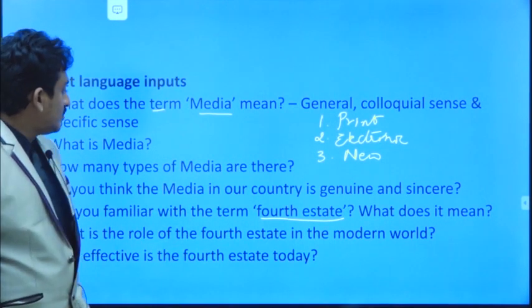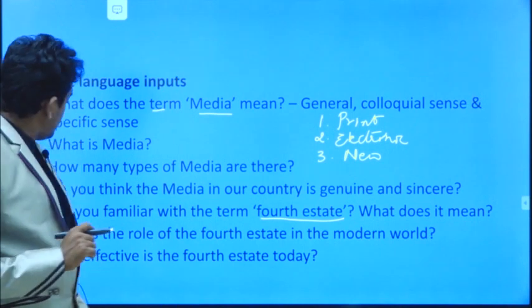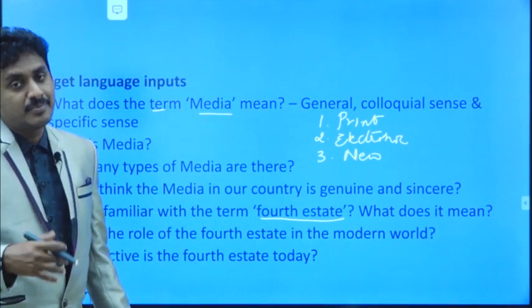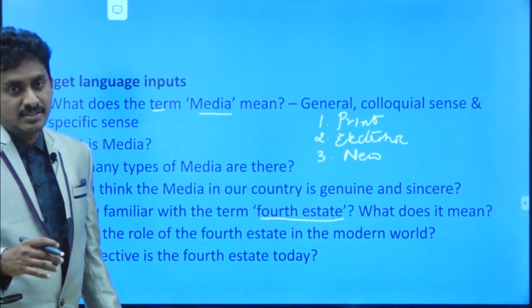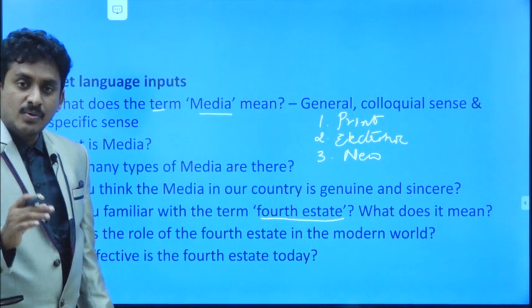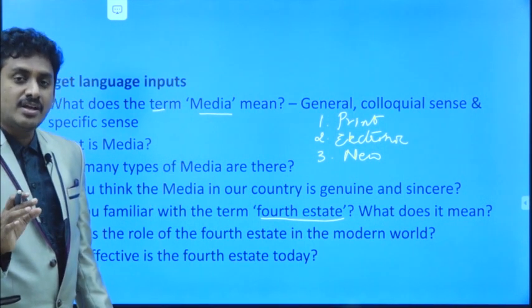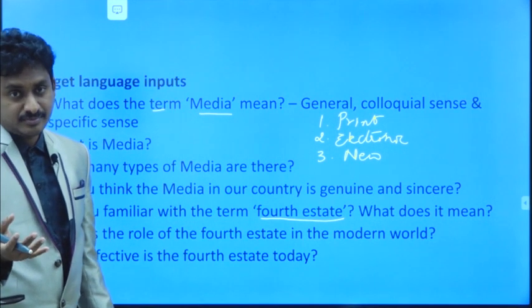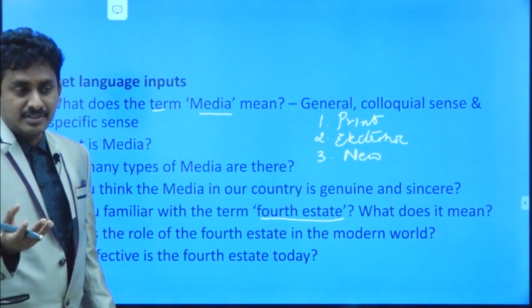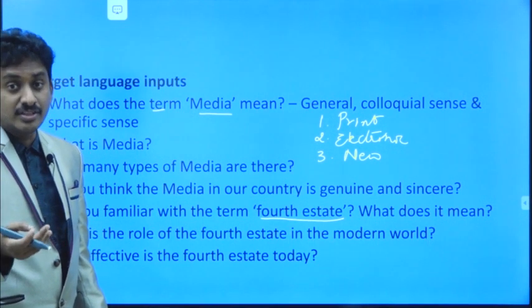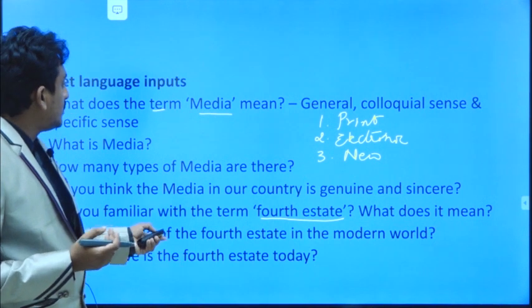What is the role of the fourth estate in the modern world? And how effective is the fourth estate today? Please think about all these questions. If you start thinking on these lines, you will understand what a media should do. How should it work? How does it matter whether it is a constructive one or destructive one in the society? You have to think about that.